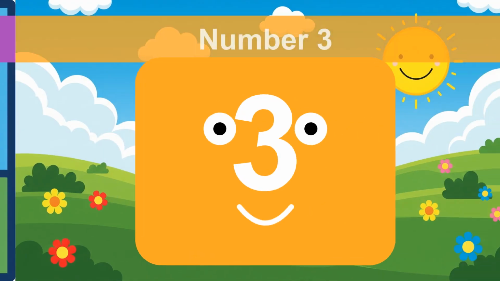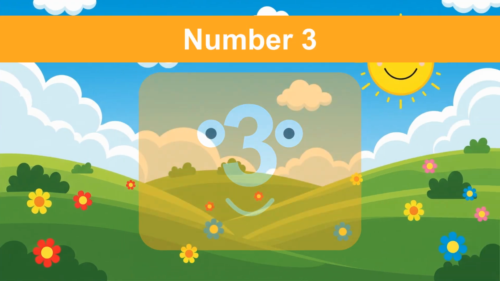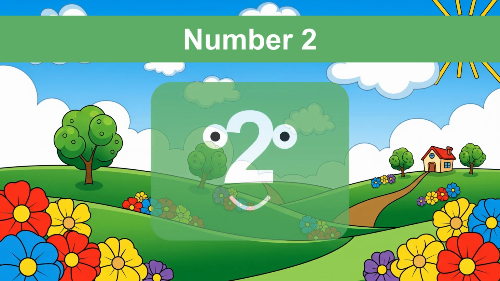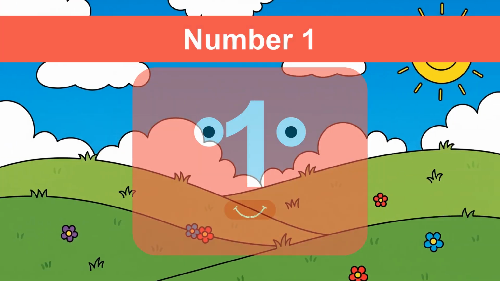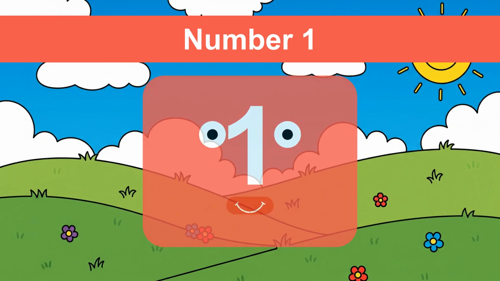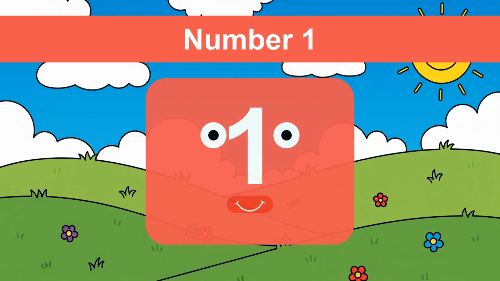Let's keep going. Next is number 3. Let's count it out. Almost there. We're at number 2. Say 2. And finally, we reach number 1. We successfully counted backward from 10.